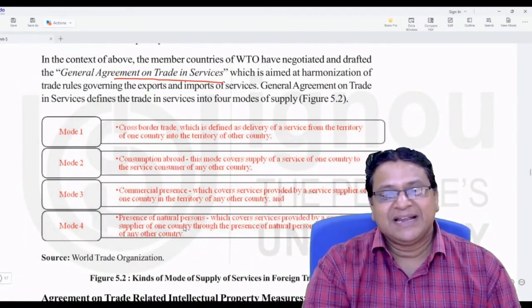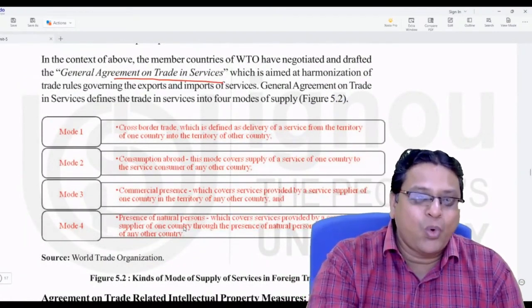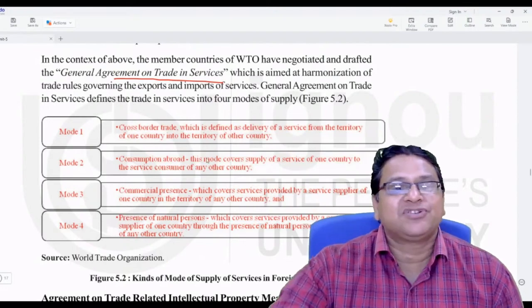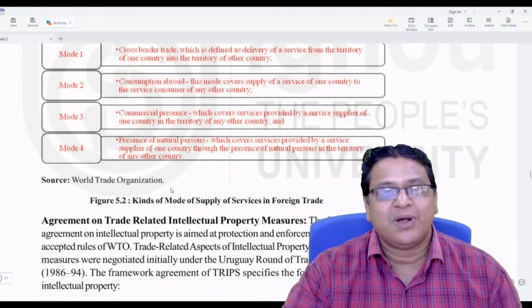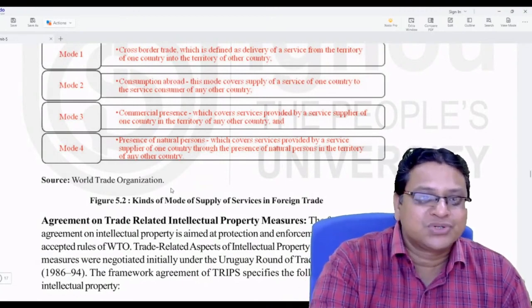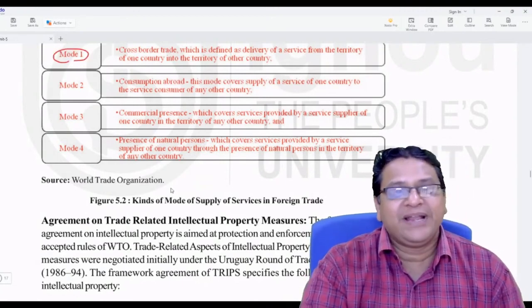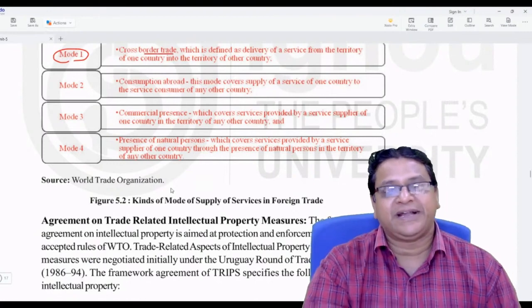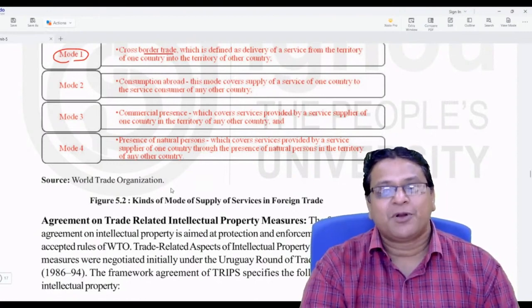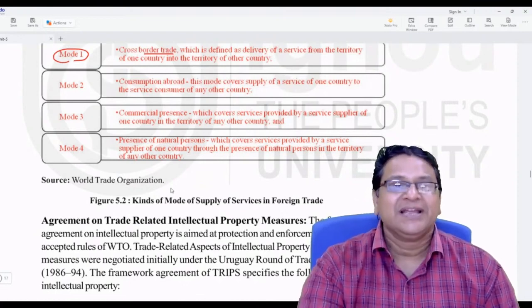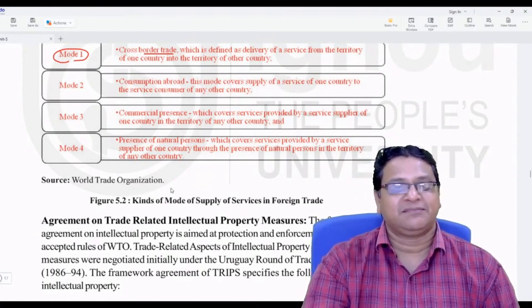The GATS agreement recognizes four modes of providing service. What are those four modes of providing service? We will discuss them one by one. There are four modes of providing service. Mode one is cross-border trade. What is cross-border trade? It is a delivery of a service from the territory of one country into the territory of another country.